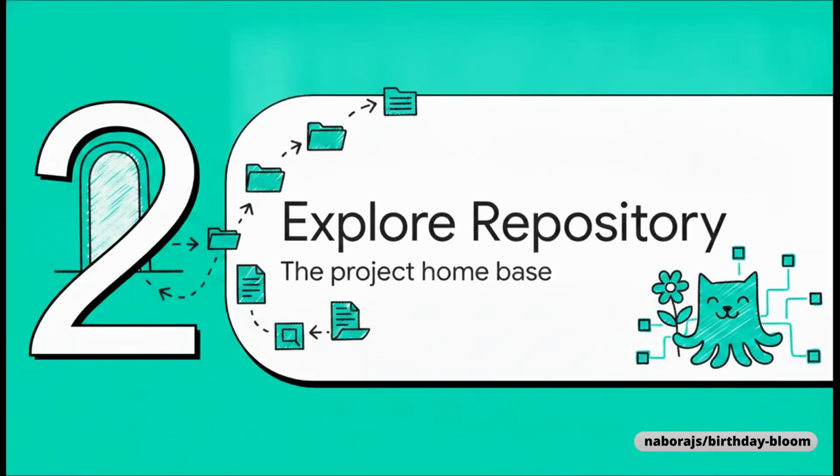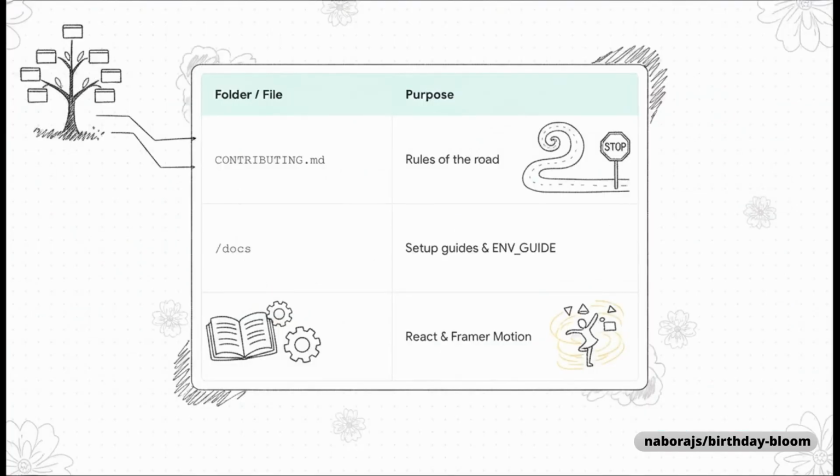Moving right along to section 2, exploring the repository. Let's check out the project's home base. Now, don't let all those files overwhelm you. It's actually laid out brilliantly. The contributing.md file is exactly where you'll find the rules of the road. The docs folder is packed with setup guides and the env guide, which explains how to customize the app without touching a line of code. And the src folder, well, that's where the actual React and Framer Motion code lives for all those smooth, cinematic animations.